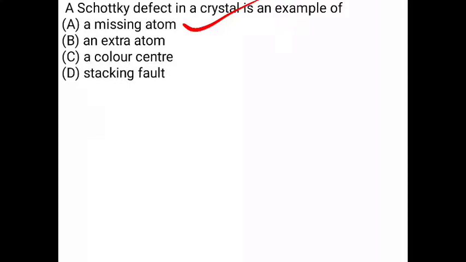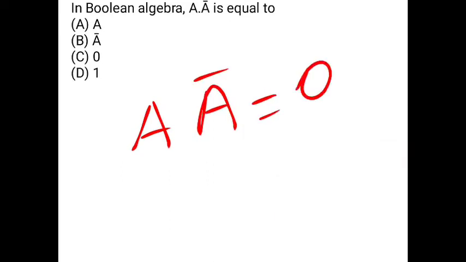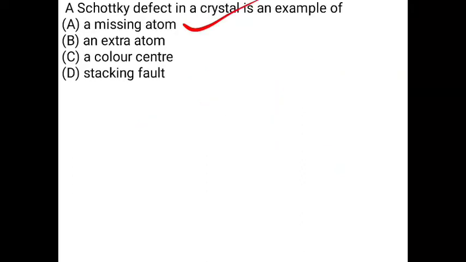In Boolean algebra, A times A bar equals 0. Option C is correct. I have to add something. A Schottky defect means some atoms or ions are missing from their normal lattice sites. The unoccupied lattice sites are called vacancies or holes. It is therefore called a missing atom.